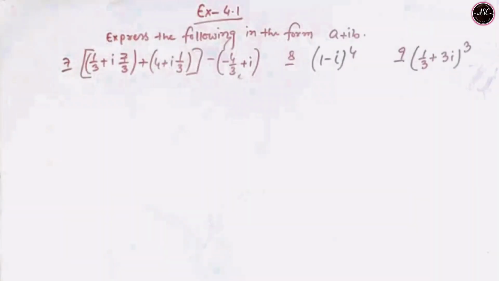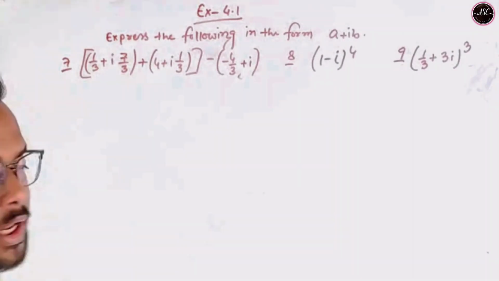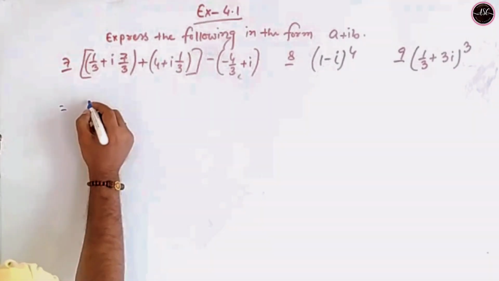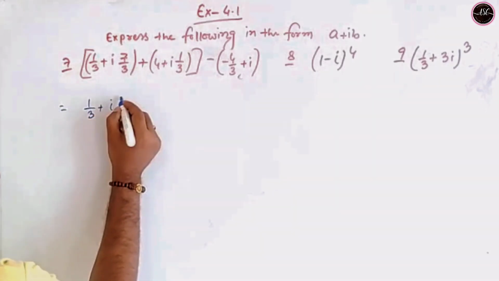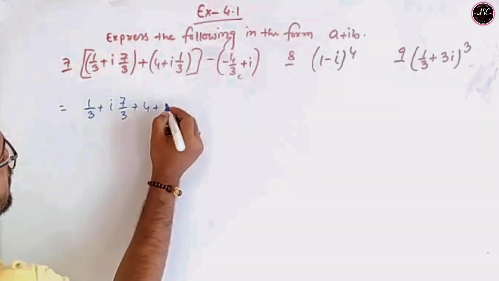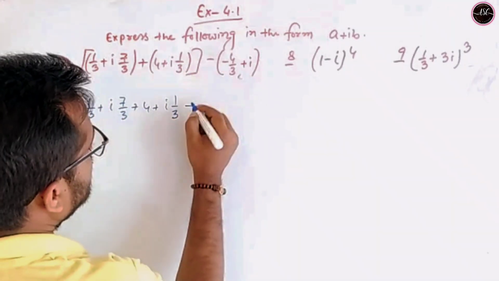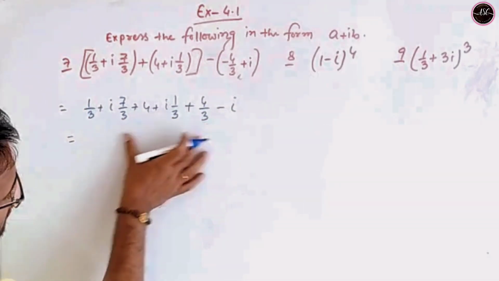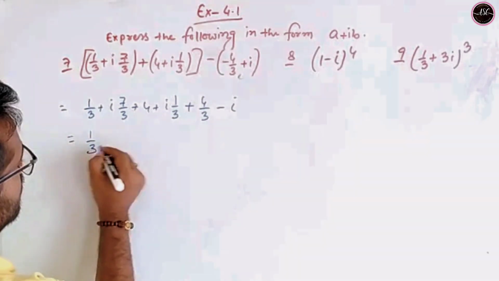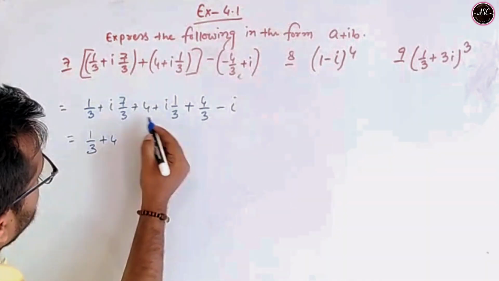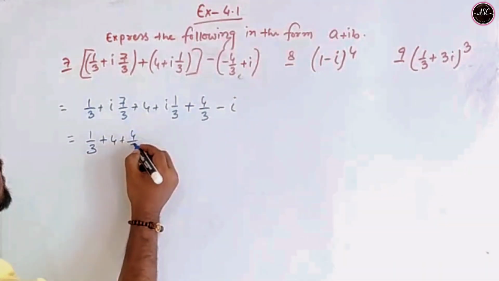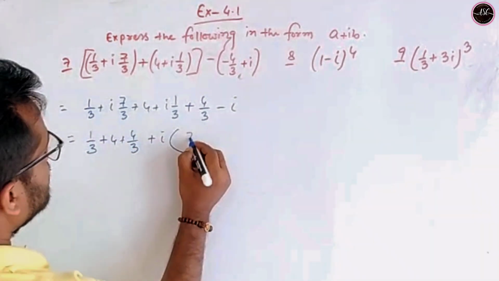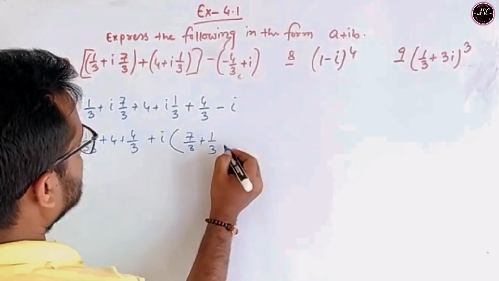Okay. Let's look at this question. Express the following in the form of a plus ib. So just simplify this. We have 1/3 plus i 1 by 3 plus 4 plus i of 1/3 minus, minus, plus 3 minus of i. So just segregate this real part and imaginary part. We have 1/3 plus 4, 1/3 plus 4 plus 4 by 3, and here if we take common i, 7 3 plus 1 by 3 minus 1.